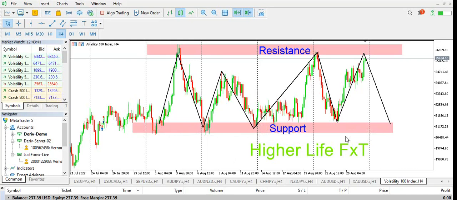I hope and believe that you will be able to take advantage of this trading principle. It is called support and resistance. I will see you guys in the next video.